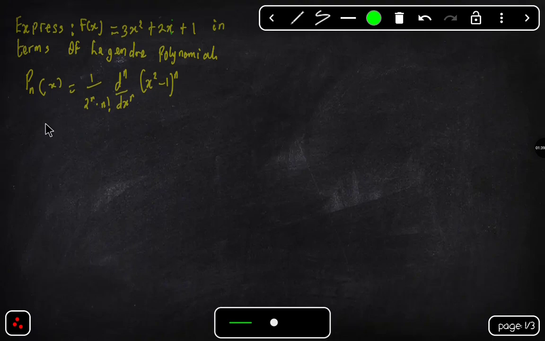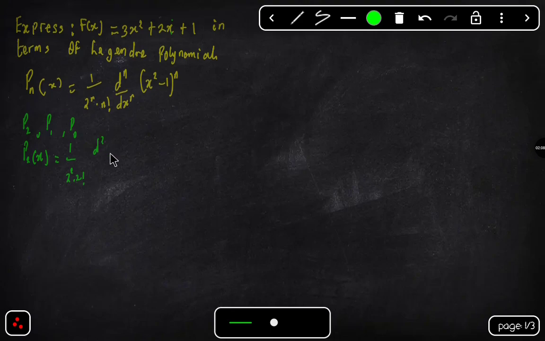Now, this is what we are going to do. We are going to find p2 of x, we're going to find p1 of x, and we're going to find p0 of x. Okay, now let's get started with p2 of x. That is when n is 2, so we have p2 of x, which is equal to 1 over 2 raised to the power of 2 multiplied by 2 factorial.